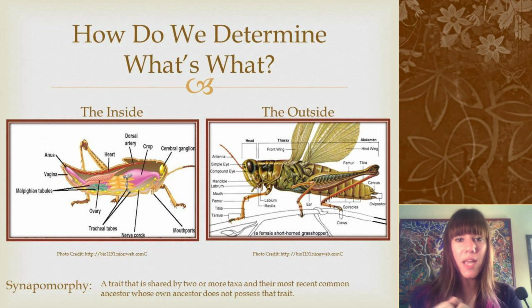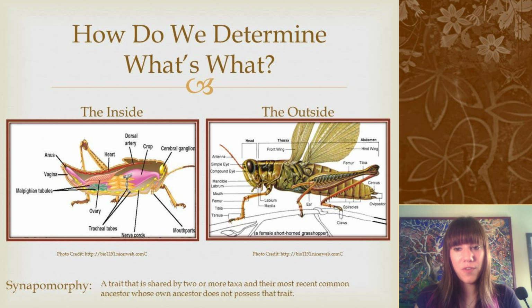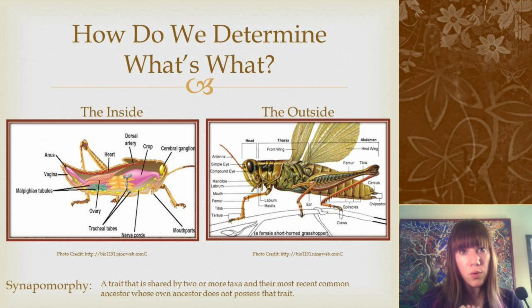So how do we get these perfect monophyletic groups? We use these things called synapomorphies. A synapomorphy is a trait that is shared by two or more taxa and their most recent common ancestor, whose own ancestor does not possess that trait. The only real way to explain this in common terms is to use an example.